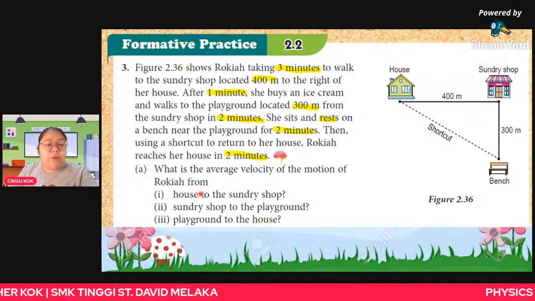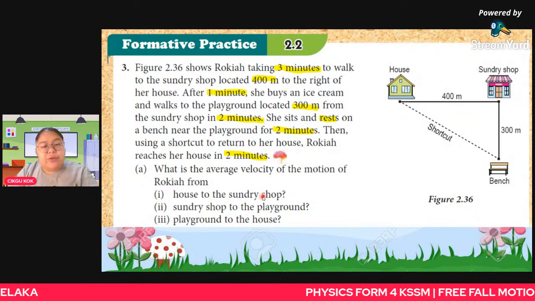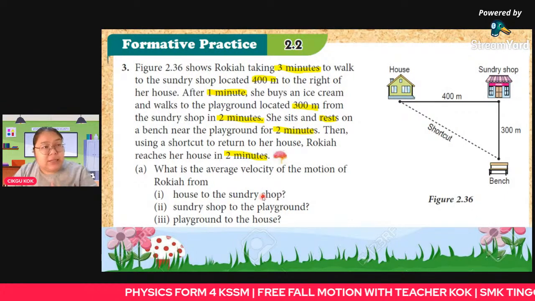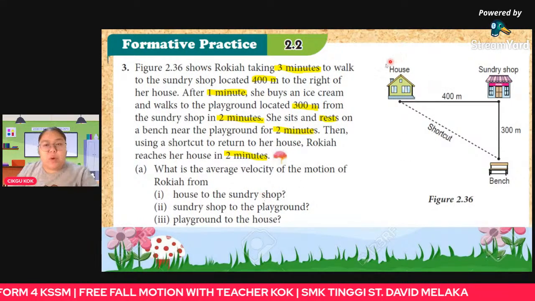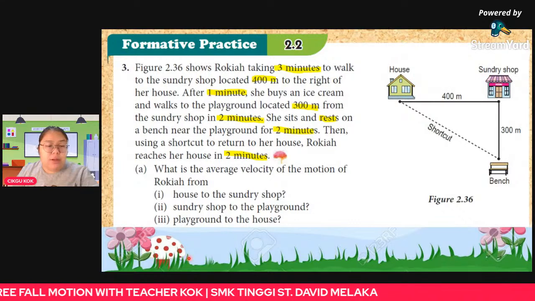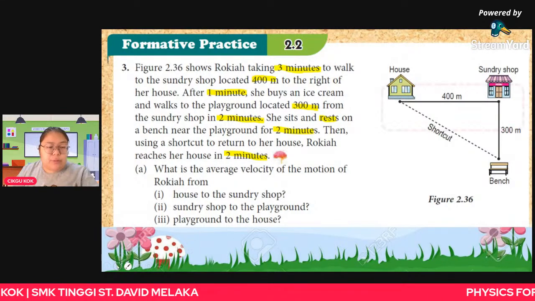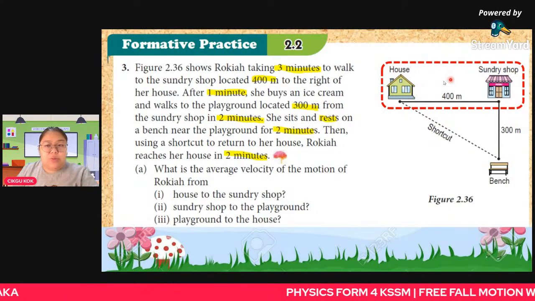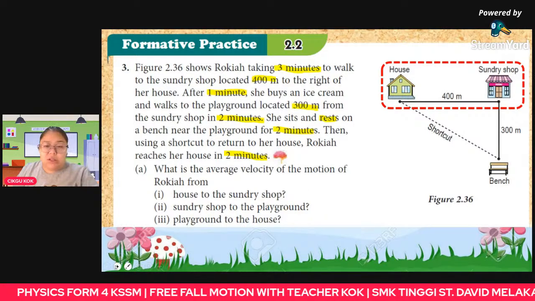Okay, first one, from the house to the sundry shop. They want to find the average velocity. Average velocity means displacement over time. So the first one, they want house to the sundry shop. So we go to this part. I just want this location. So can anybody give me the answer? What is the average velocity?